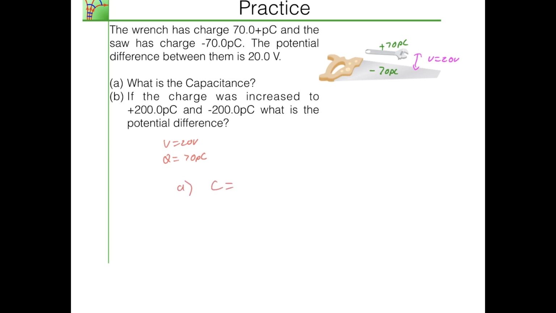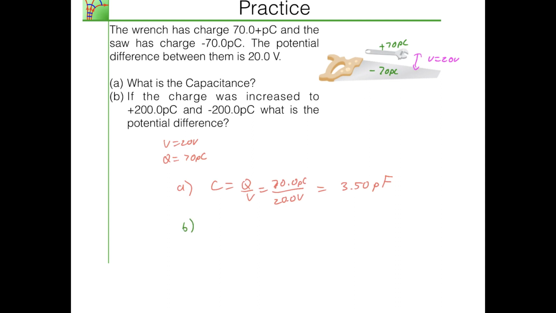The capacitance is going to be Q over V. So Q is 70.0 picocoulombs, V is 20.0 volts. And so 70 divided by 20 is 3.5. And coulombs divided by volts is farads. And let's just leave the pico there, that makes it easier. We end up with 3.5 picofarads.